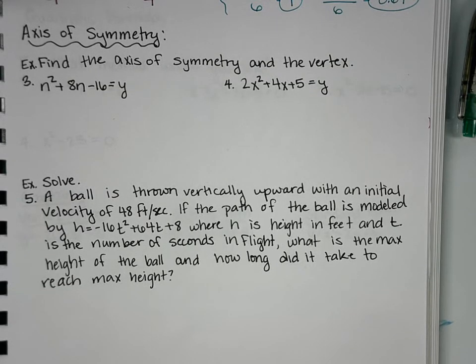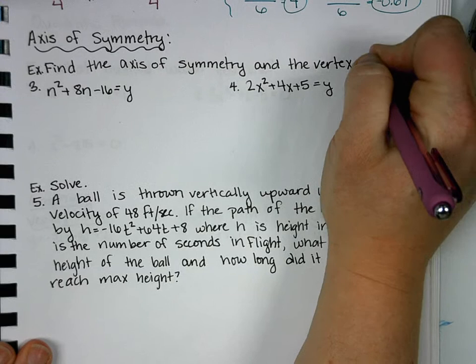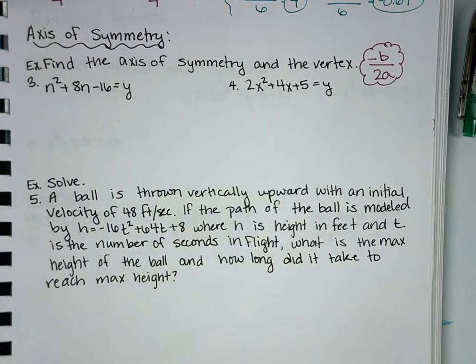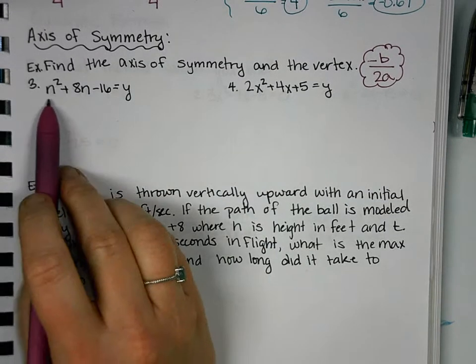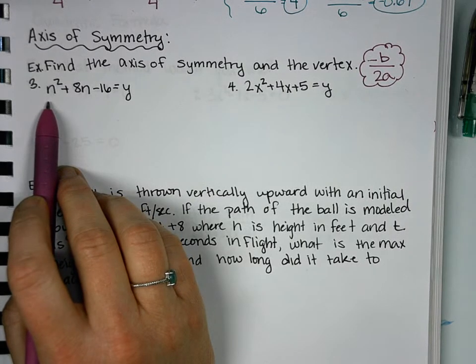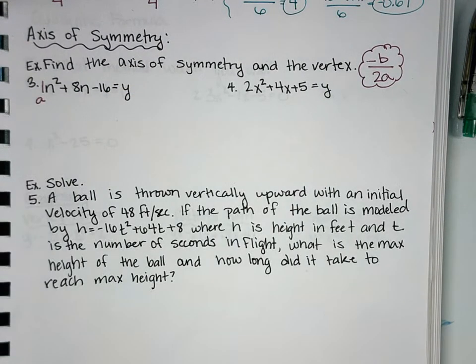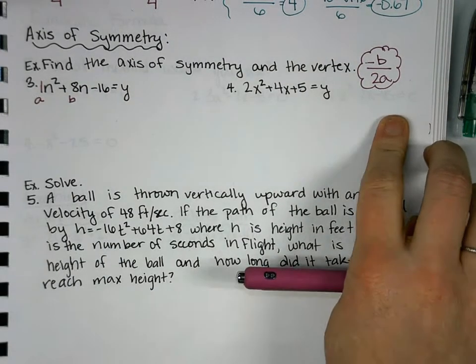So our formula for axis of symmetry is negative b over 2a. And that will give you the x value of your vertex, otherwise known as your axis of symmetry. So if we're going to start by finding on number 3 just the axis of symmetry, what is your A? 1. What is your B? 8. We don't need to know what C is for this formula. Okay, we just need to know what A and B are.